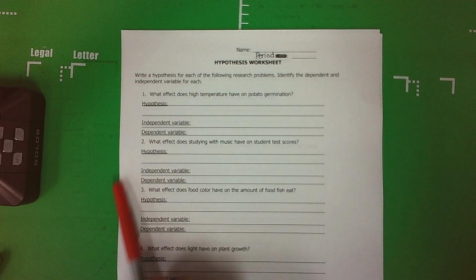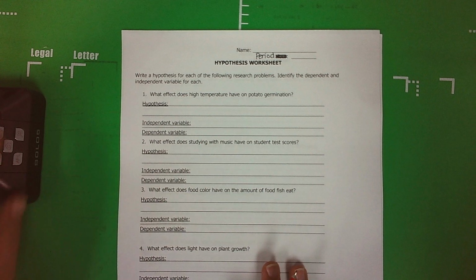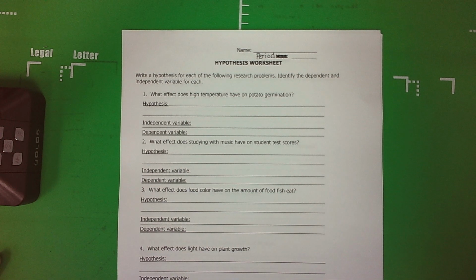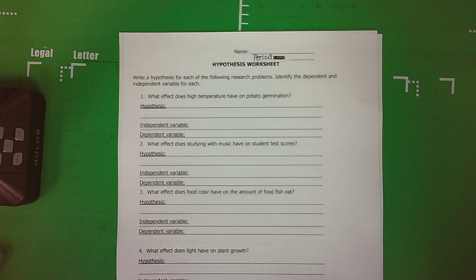Okay, so for this video, we're looking at the hypothesis practice worksheet. The instructions say to write a hypothesis for each of the following research problems. Identify the dependent and independent variable for each. So first, before we write our hypothesis, we're going to look at our variables.